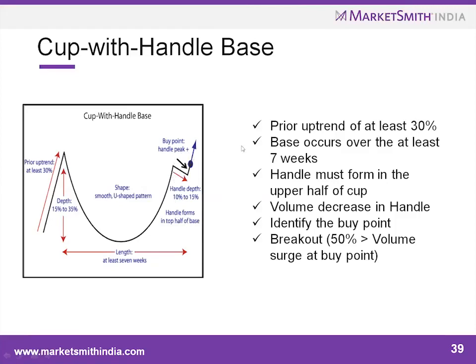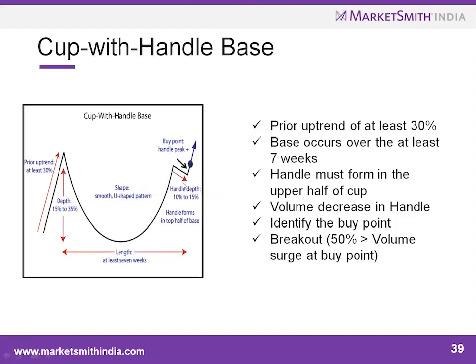So what are the requirements? The requirements are that a prior uptrend of at least 30% should be there. This is consistent with other base patterns I will be discussing. A prior uptrend of 30% remains the same. The base occurs over at least 7 weeks. The handle must form in the upper half of the cup. If you see this handle, it is forming in the upper half of the cup.